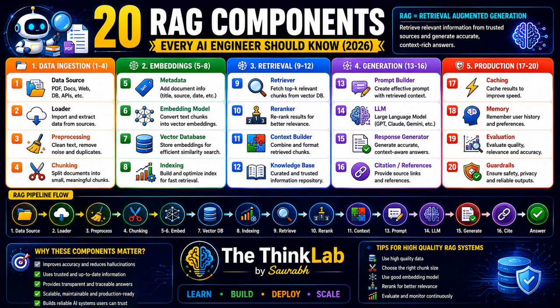So you can check the complete RAG pipeline. Let's revise all the 20 points, right? If you check the complete workflow, we start with the data source, then we move to the loader, then pre-processing, then we perform the chunking, and after the chunking, the metadata, then we move to the embedding model, then the vector databases. After that, we have indexing, retrieval, re-ranker, context builder. Then we move to knowledge base, prompt builder, LLMs, response generator.